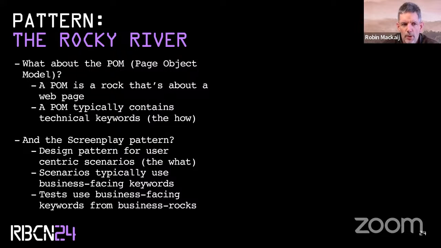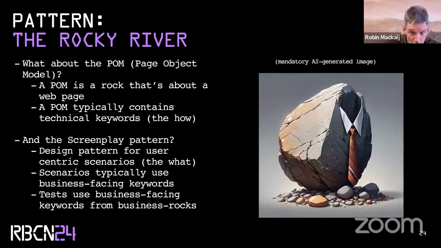So we see typically business-facing keywords here, and tests use business-facing keywords from what I would then call more of a business rock. Because also this could be a resource with those user-centric keywords, but it's still a very clean, close purpose, what we're seeing here. So here's our business rock. I needed an AI generated image, so here you go.